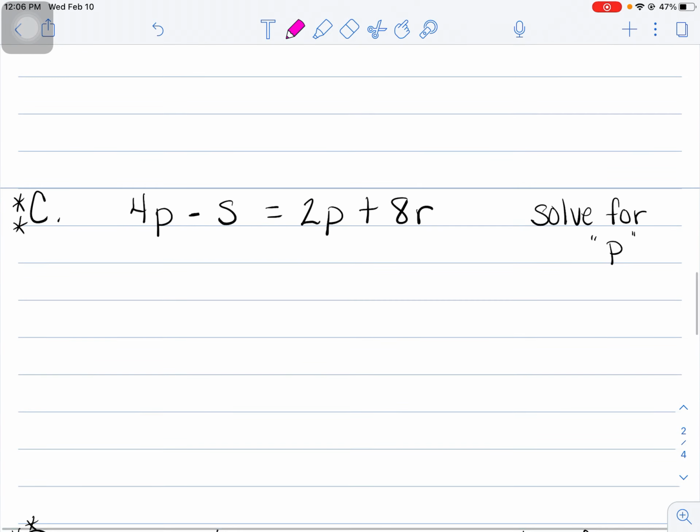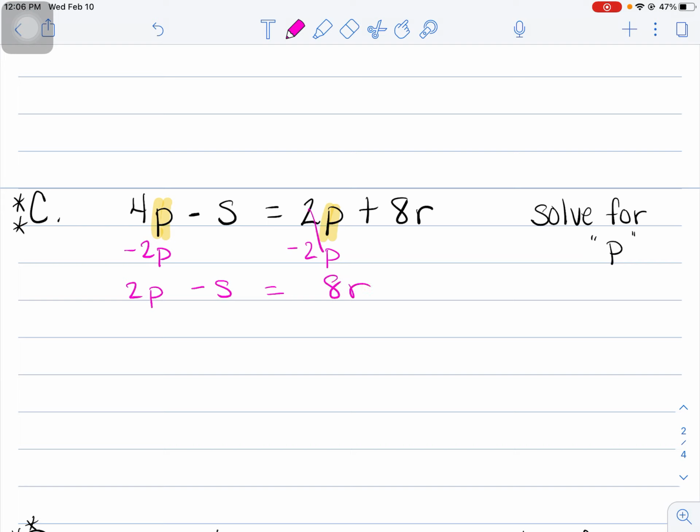We have solving for P. So again, we're going to get P alone, but if you'll notice, we have P's on both sides. So at first, we have to get the P's together. So I'm going to move that first. So minus 2P minus 2P. So I end up with 2P minus S equals 8R.